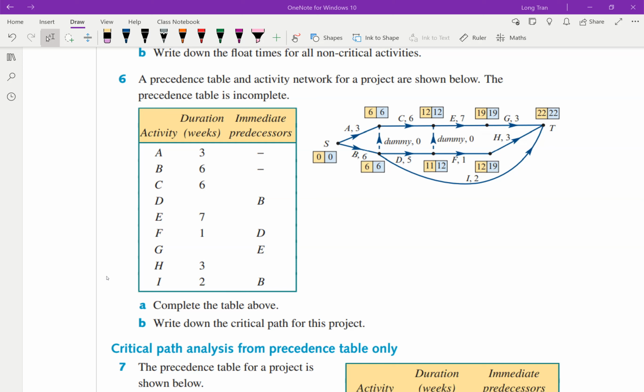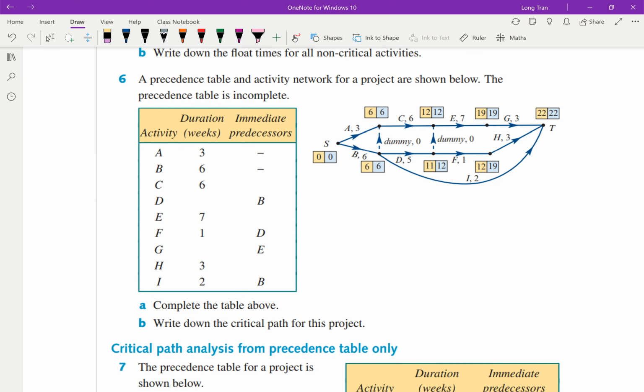All right, so we're going to do question 6 now. So in question 6, let's have a look at the precedence table and the activity network, see if we can fill out some of the gaps here. So we can see that A and B have no predecessors, so I expect A and B to be separate lines. So we can see 2 separate lines there.